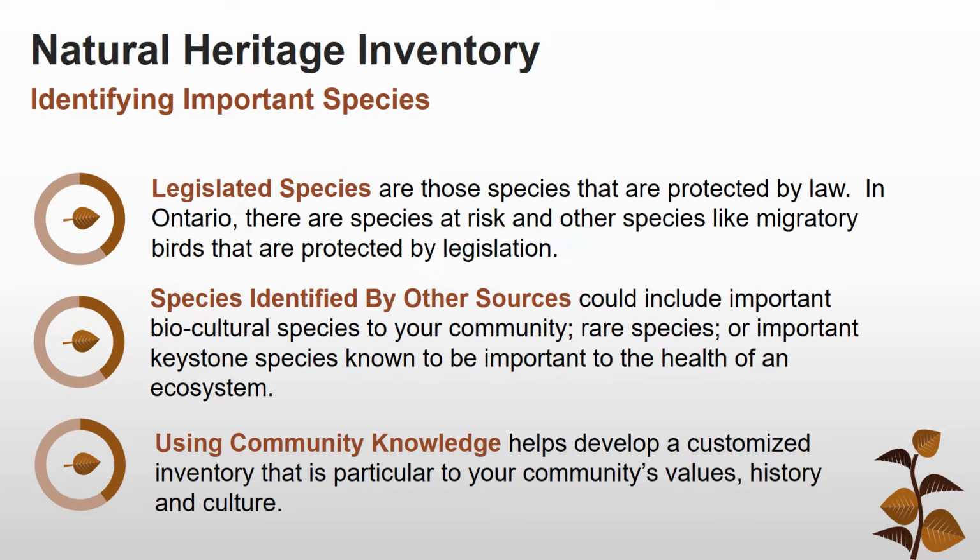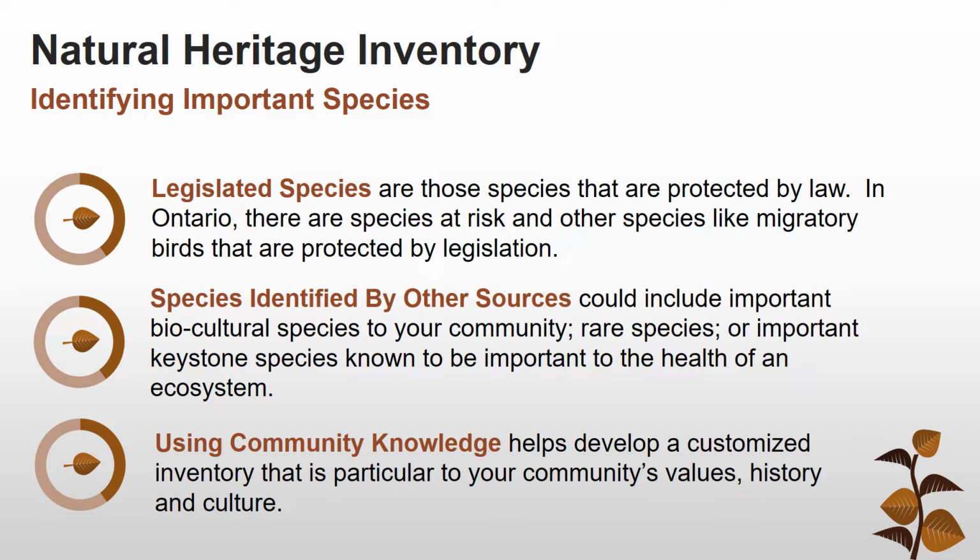When identifying species in your community, it is important to understand the variety of species that may be present. Some species are protected by law, referred to as legislated species. In Ontario, there are species at risk of extinction and other species, like migratory birds, that are legally protected. More information on legislated species is included in the next slide.